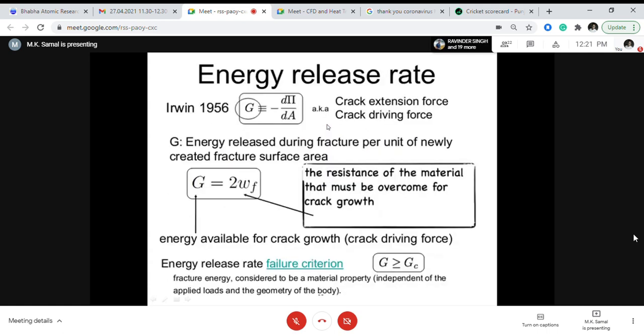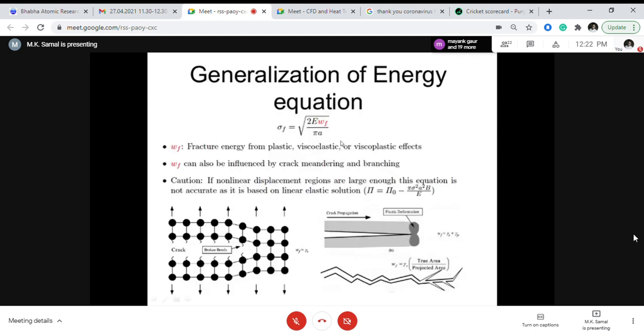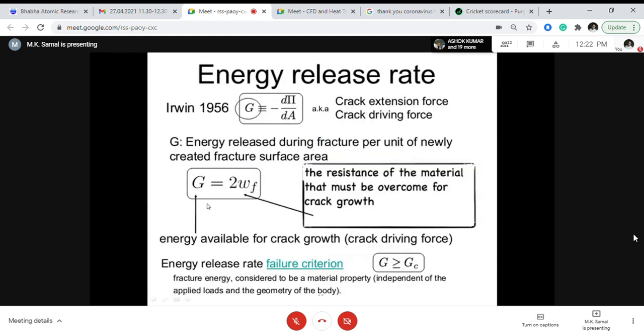As I told you, initially G was 2 gamma S, which is the energy released. Gamma S is the surface energy required for propagation of the crack. That is only valid for brittle material, which is what Griffith did. And G is nothing but K square by E. So sigma square into pi A by E equals 2 gamma S. This sigma square pi A by E is the energy released, that is, the energy available for crack growth per unit area of the crack path.